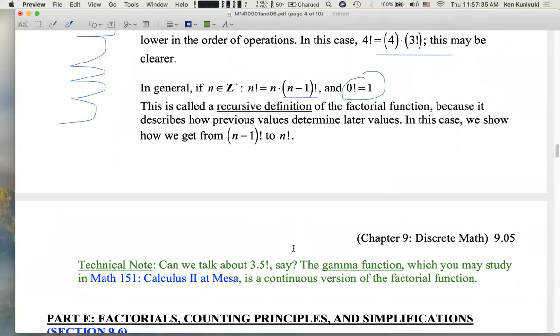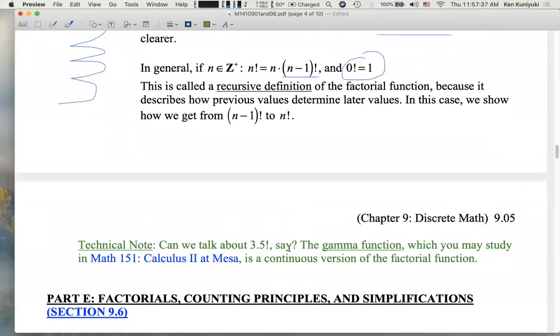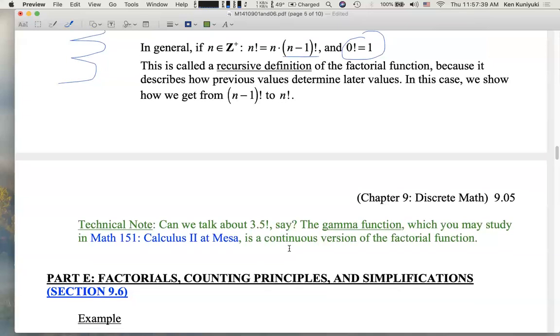Next time, we're going to apply factorials to counting. I know how to count. Are you sure? If you've taken Math 119 statistics, maybe, but counting is harder than you think. Next time.